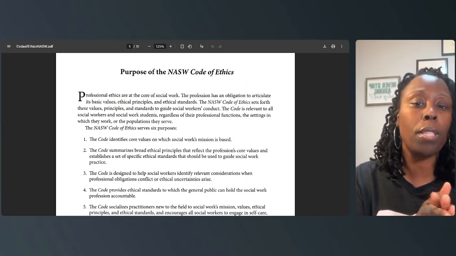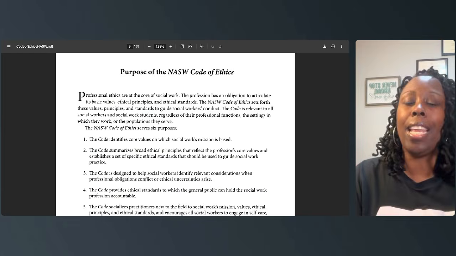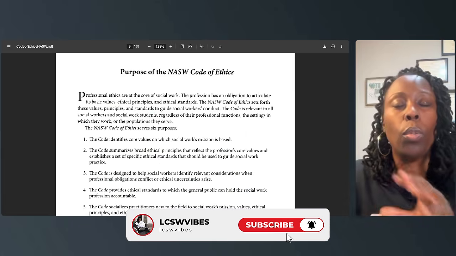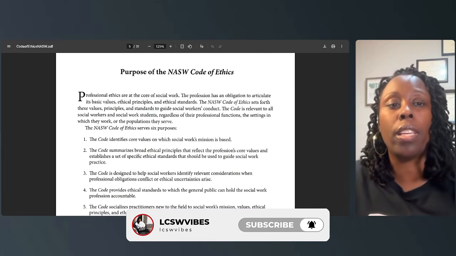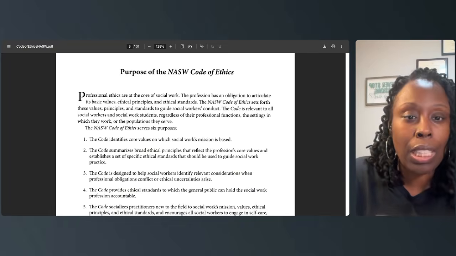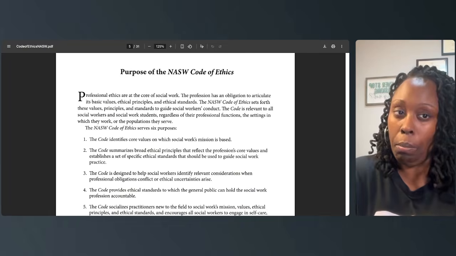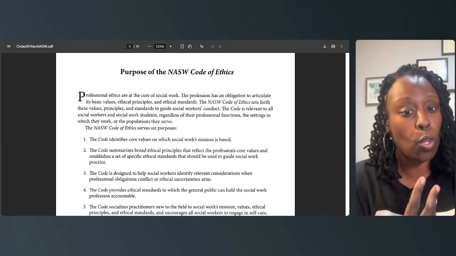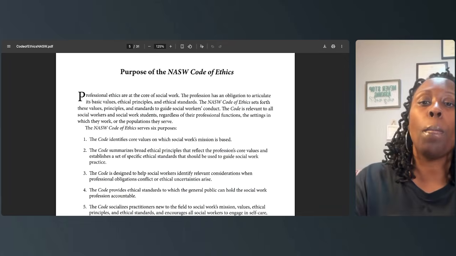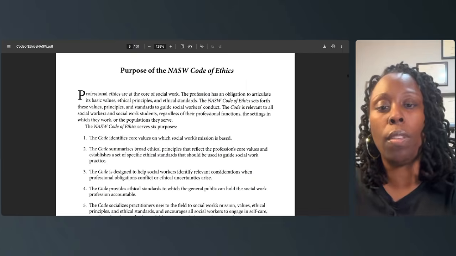We're going to go over the purpose of the NASW Code of Ethics today, and then we're going to continuously move through the code so you can have a complete walkthrough and a complete understanding of the Code of Ethics and what it is actually saying, and make it part of your weekly routine. Some of you, I know it's your daily routine, but at the bare minimum, make sure it's part of your weekly routine so you can understand it. All right, without further ado, the purpose of the NASW Code of Ethics.